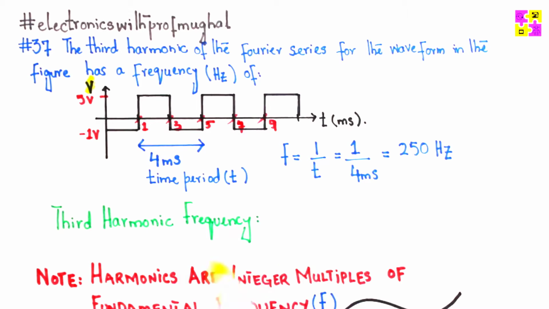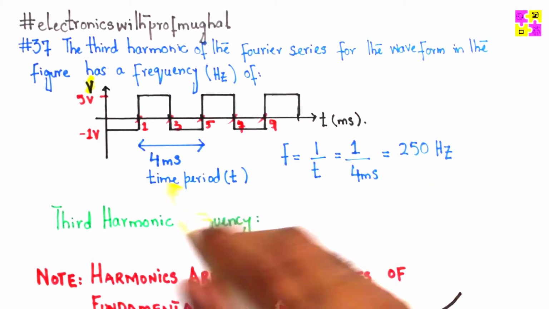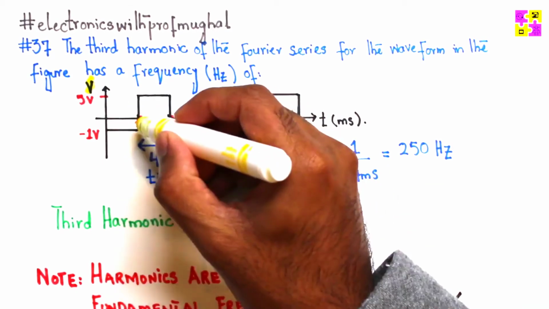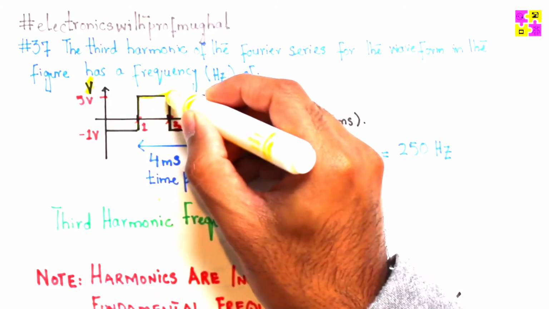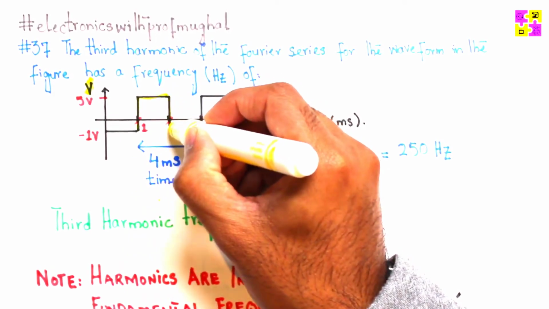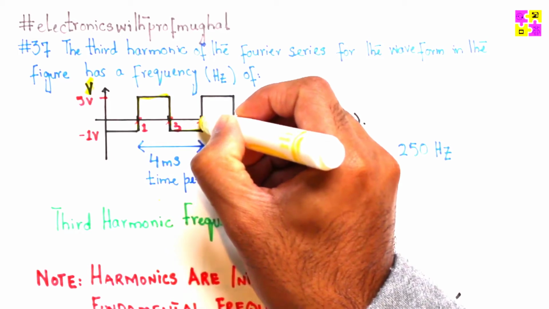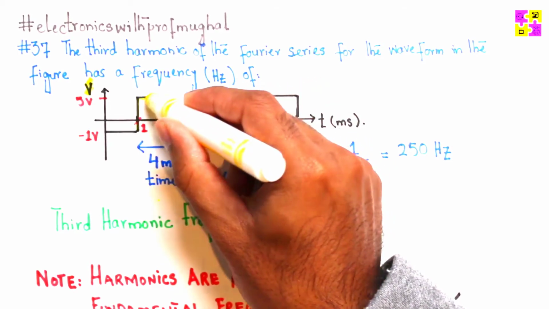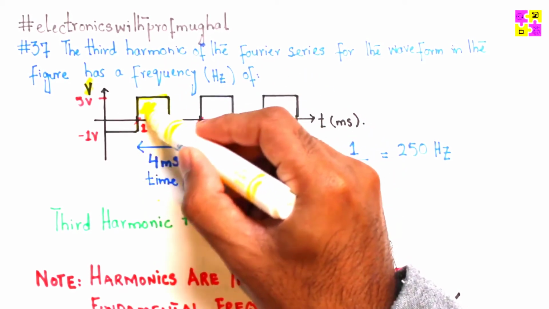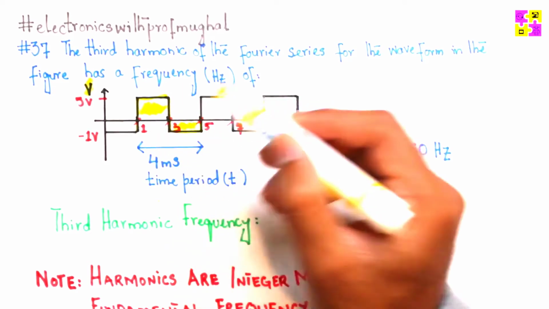In order to calculate the third harmonic frequency, let's just understand the concept of the time period and how to extract frequency out of it. So if you look at what time period is, it's basically the amount of time it takes for the signal to complete one oscillation or one complete wave, right? Which includes the positive half wave and the negative half wave.